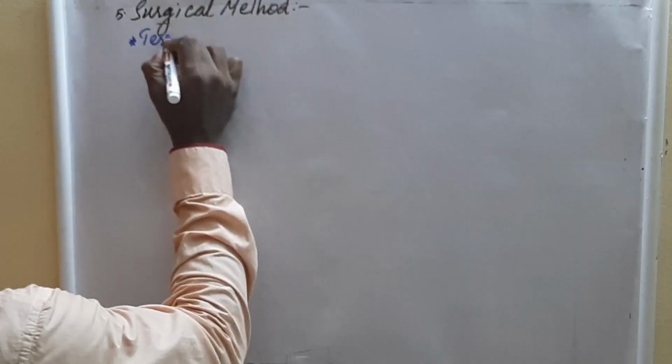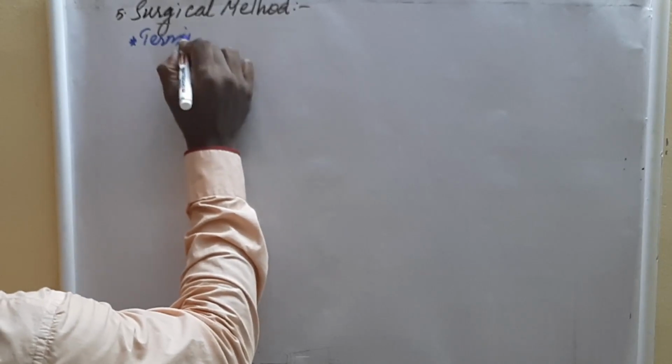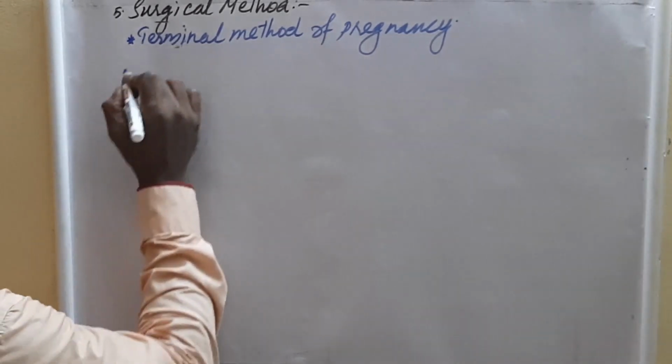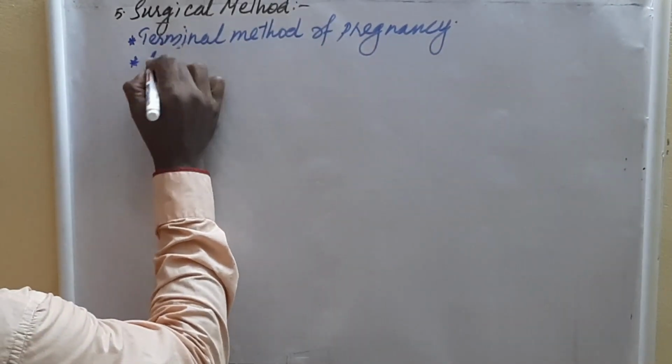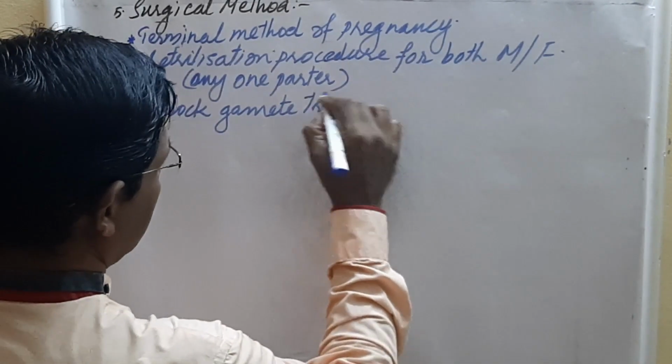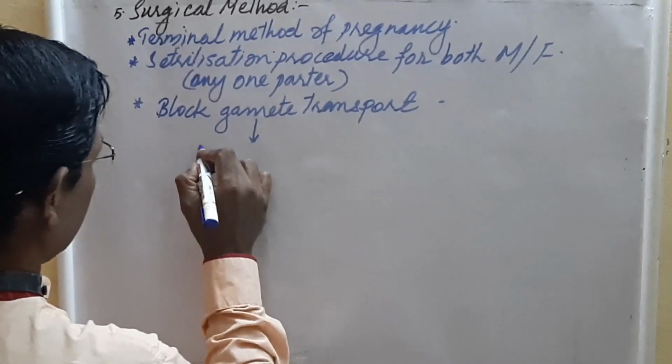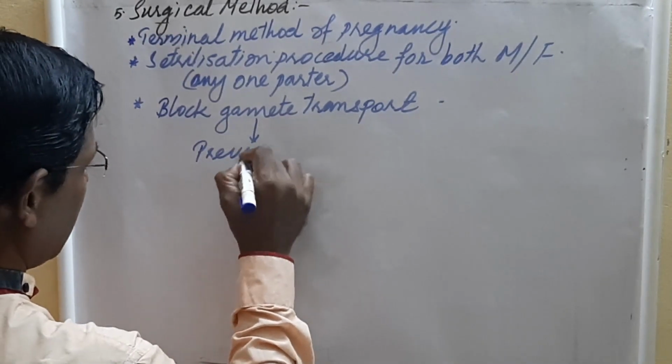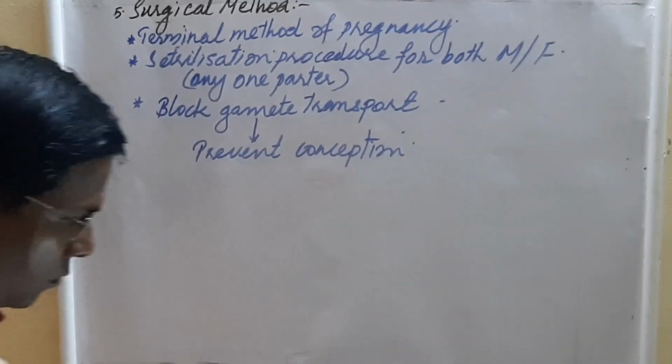Last is the surgical method. It's a terminal method of pregnancy, and this is a sterilization procedure advised for male and female. Any one partner needs to do this. It blocks the gamete transport, thus preventing conception.